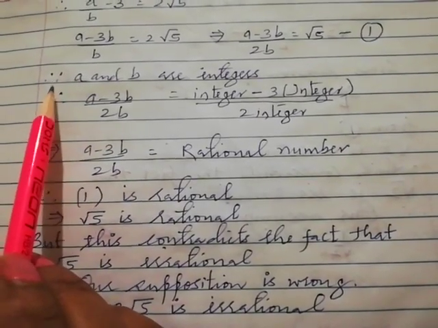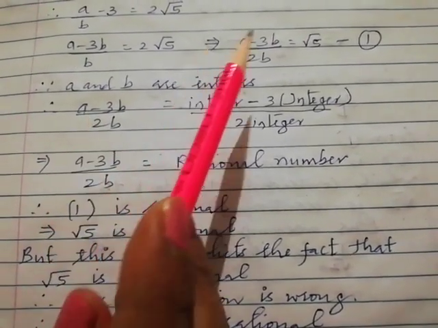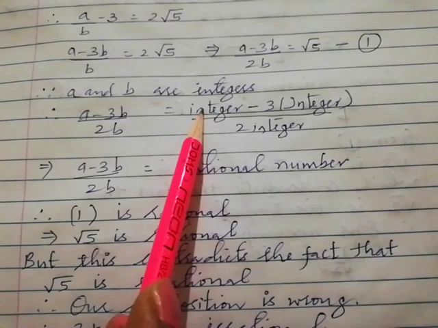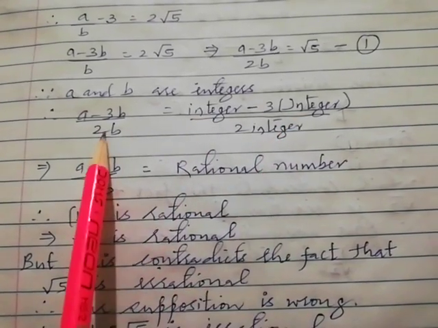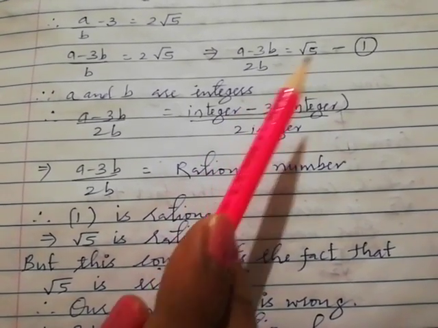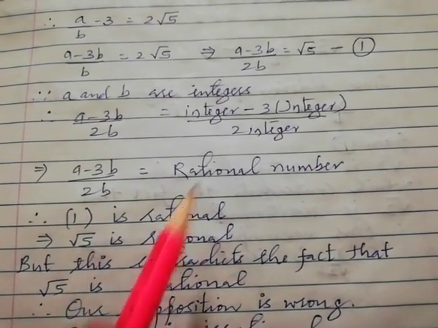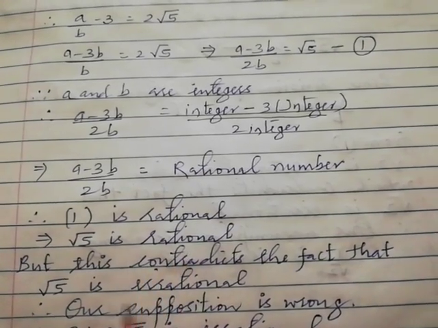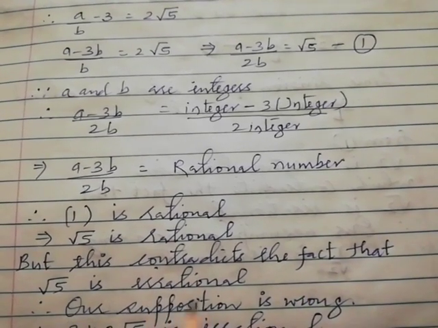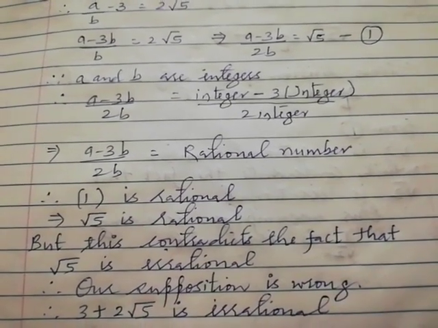Now since a and b are integers, see the left hand side, this is a minus 3b upon 2b. a is an integer, b is an integer, and 3 and 2 already are integers, so it is an integer upon an integer, so it is a rational number. So equation 1 is a rational number, and therefore they are equal. So root 5 is also a rational number, but we have already proved that it is an irrational number. So this contradicts the fact that root 5 is irrational. Therefore what we have supposed is wrong, and therefore 3 plus 2 root 5 is irrational.